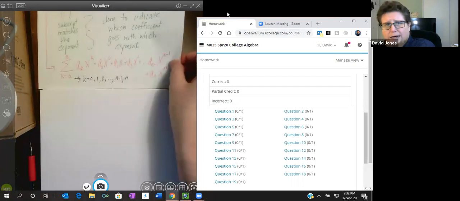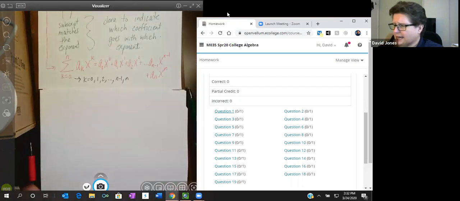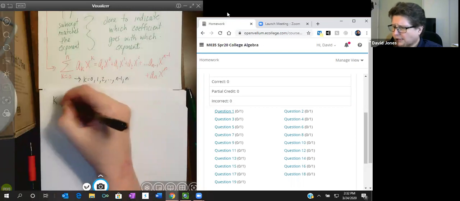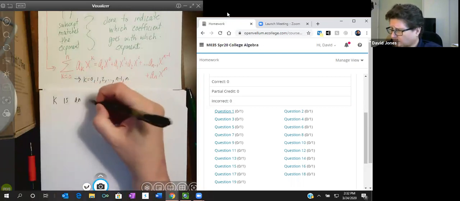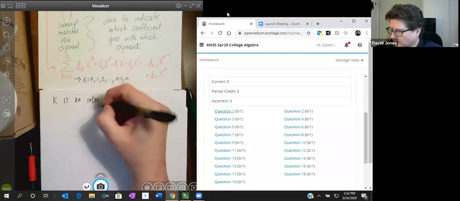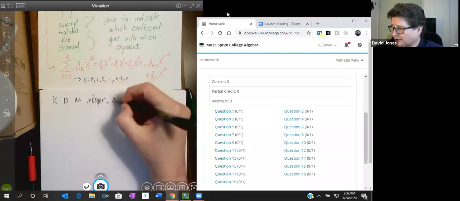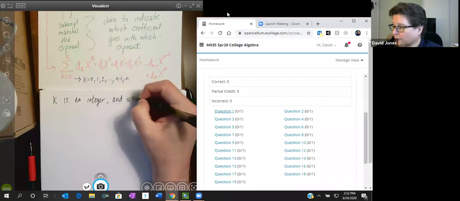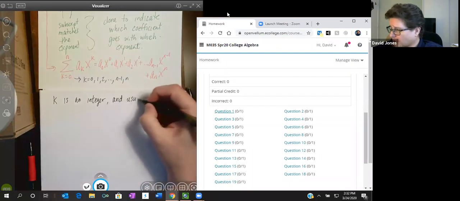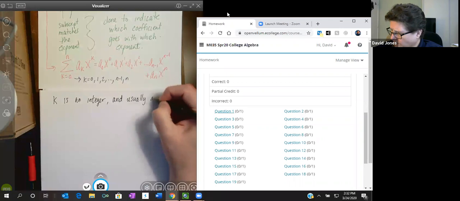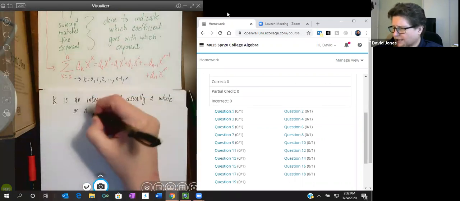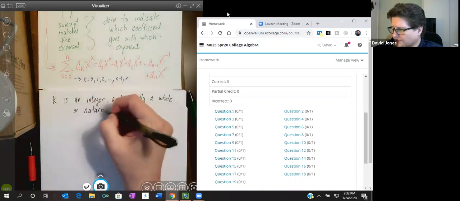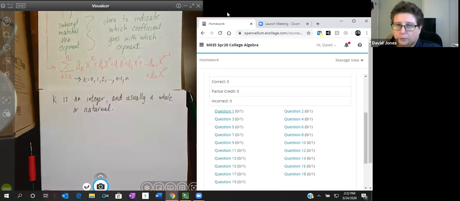I will point out k is always an integer, and usually a whole number, a whole or natural number, which means no negative numbers. We generally start with 0 and go upwards.